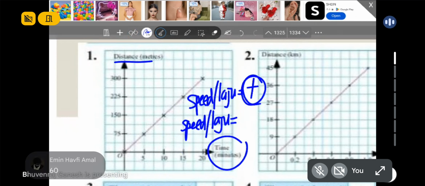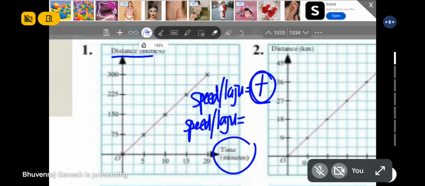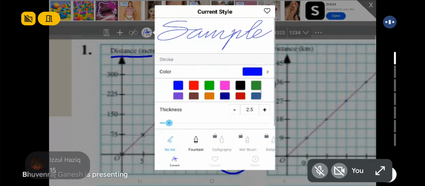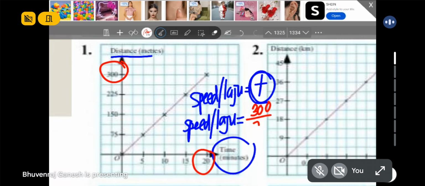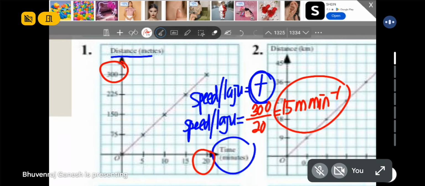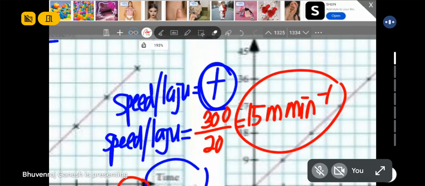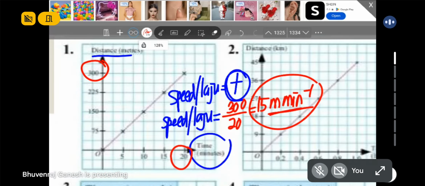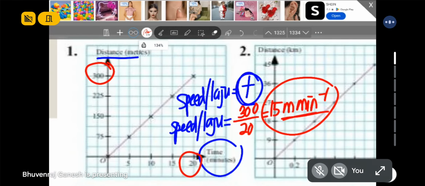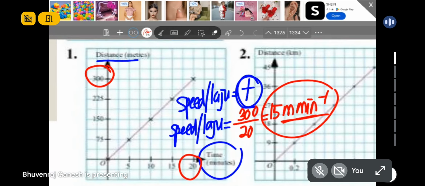Yes. Okay, so are you sure 60? Careful hati-hati. 60 is wrong. Yes. Okay, 300 divide 20. Correct. Okay, so the answer is 15 guys. 15 meter per minute. So this is how you write the answer. Okay, make sure put unit guys. Okay, just remember selalunya kena letak unit. Okay, if you guys want full mark, unit tu penting. Okay, okay, so 15 meter per minute.